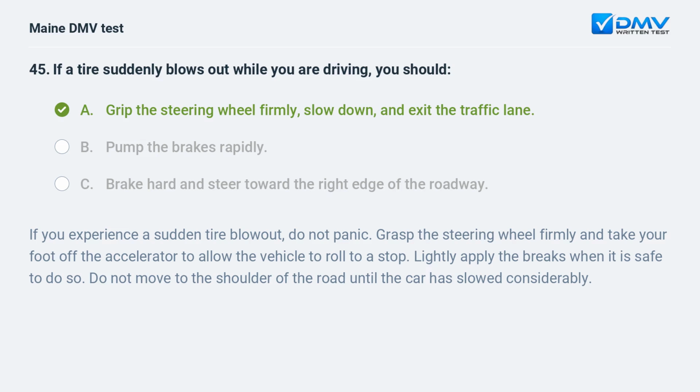A. Grip the steering wheel firmly, slow down, and exit the traffic lane. If you experience a sudden tire blowout, do not panic. Grasp the steering wheel firmly and take your foot off the accelerator to allow the vehicle to roll to a stop. Lightly apply the brakes when it is safe to do so. Do not move to the shoulder of the road until the car has slowed considerably.